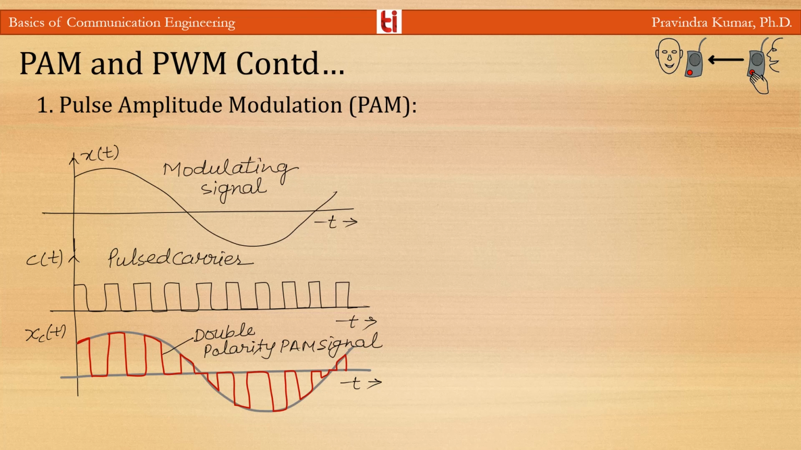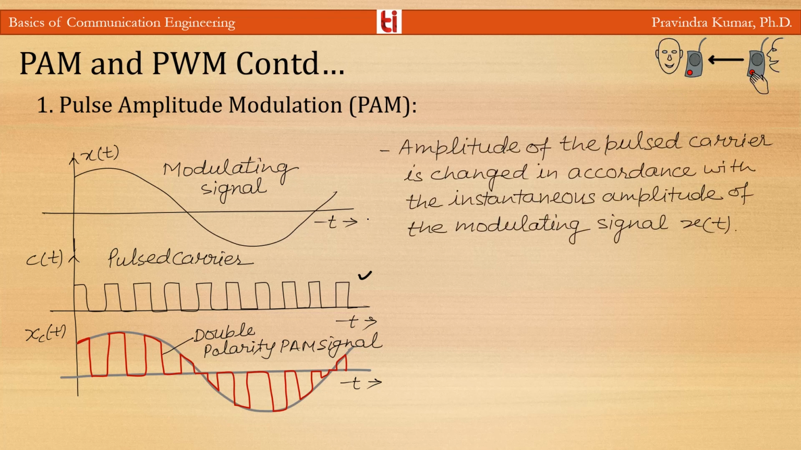In PAM, the amplitude of the pulse carrier is changed in accordance with the instantaneous amplitude of the modulating signal x(t). So the information is contained in the amplitude variation of the PAM signal. The carrier is in the form of trains of narrow pulses, as you can see in the figure. This is the pulsed carrier, and if we compare the PAM system with the sampling process, we can find that these two processes are identical.